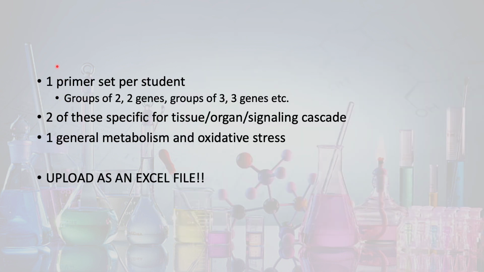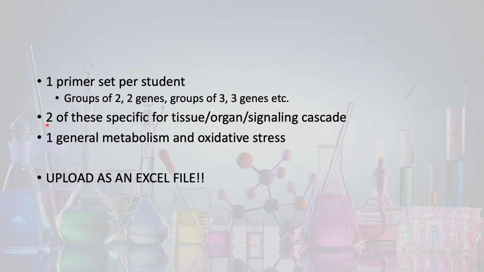So here, just reminders and clarifications about the assignment. Each student must have at least one primer set, right? So groups of 2 should pick 2 genes and develop 2 primer sets. Groups of 3 should pick 3 genes to investigate and develop 3 primer sets, etc. If you're struggling to choose which genes or how many genes of which kind of target, 2 of these genes should at the very least be specific for your tissue or organ or signaling cascade, right? Whatever topic you've chosen to study the effects of ethanol on.